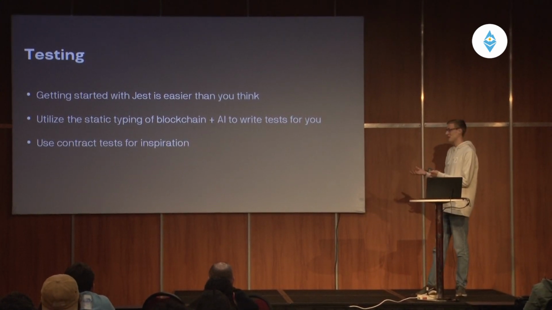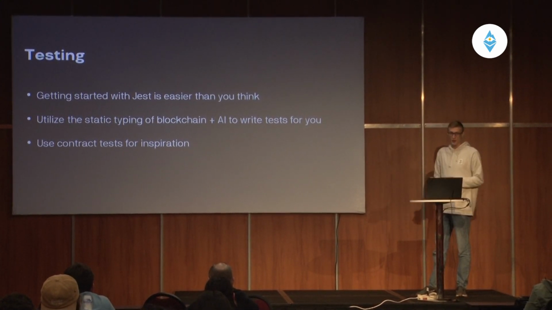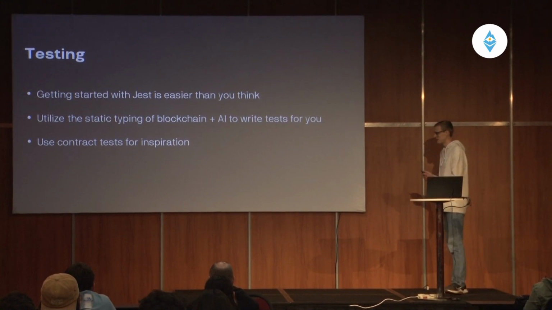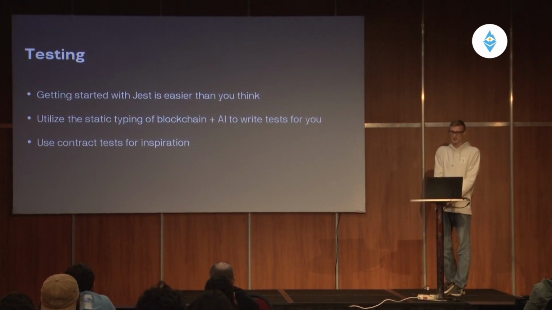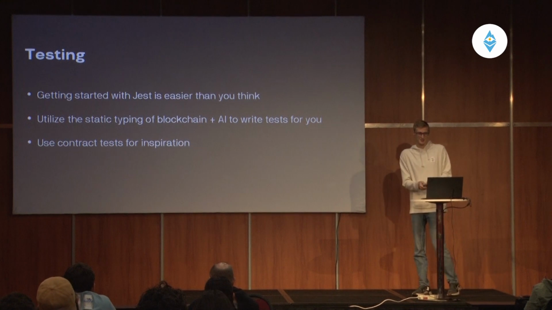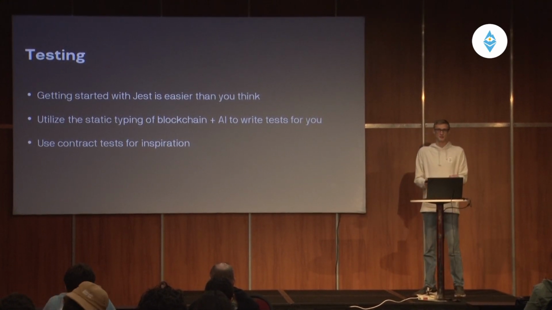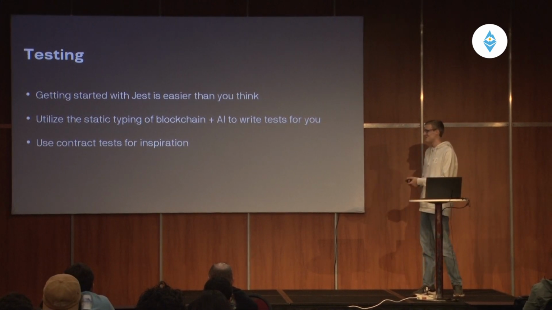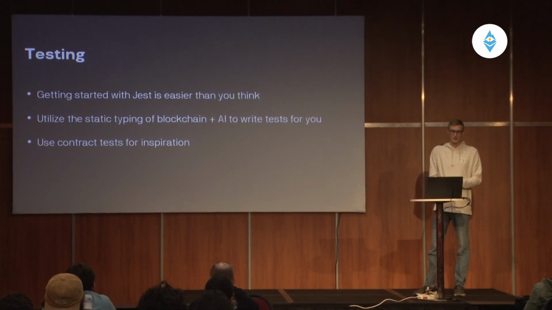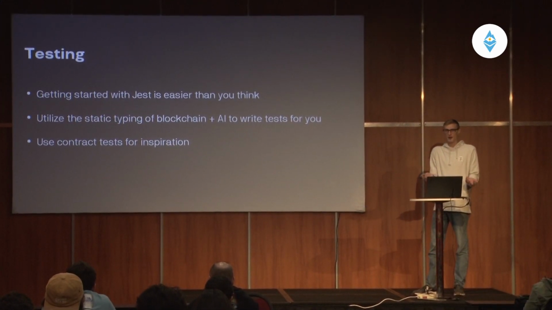And once you start using AI to write unit tests, you'll want to keep that 100% unit test coverage. And if you're ever struggling to figure out what to test, look at the contract tests. Most smart contract repos will have a very extensive test suite, obviously for auditing purposes. And you can really look at these and gain inspiration to see what my front end should actually be doing here.